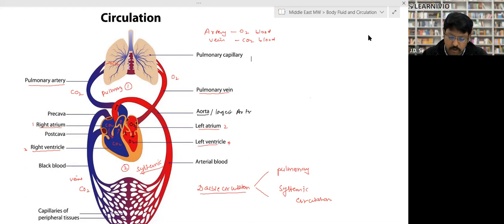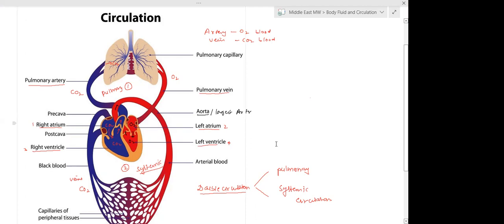Right? So the next topic is human heart. This was the double circulatory system. Now we have to discuss the human heart, right? I think it must be clear, it's easy, right? So yes, sir. Next is human heart.